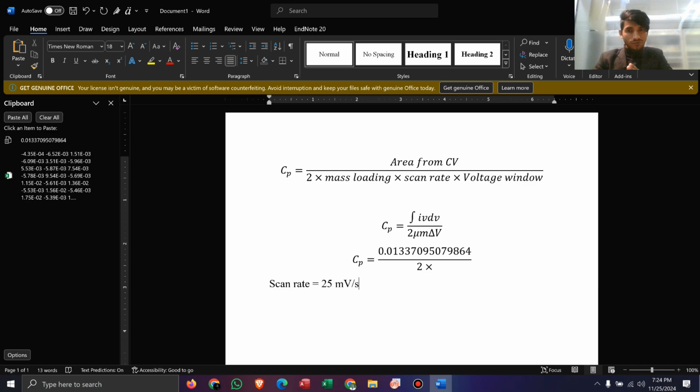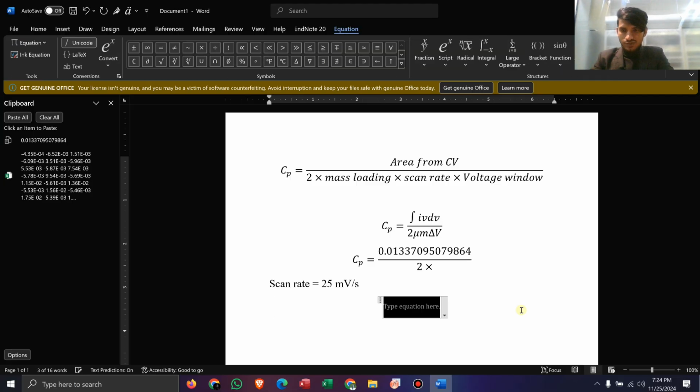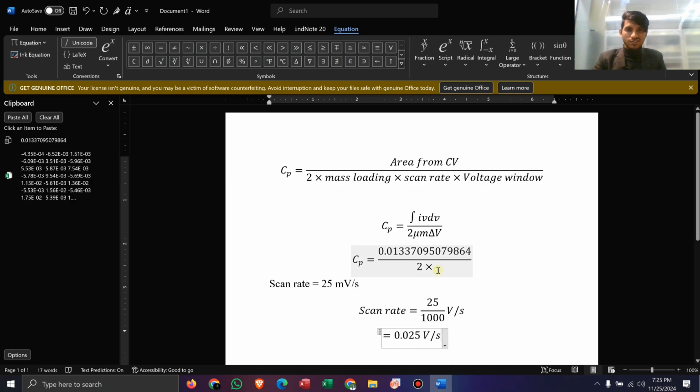So I have to convert the millivolt per second into volt per second. For converting, the scan rate is equal to 25 divided by 1000, and that will be converted into volt per second: 0.025 volt per second. So that is the value for my scan rate. I'm going to put it here, 0.025.